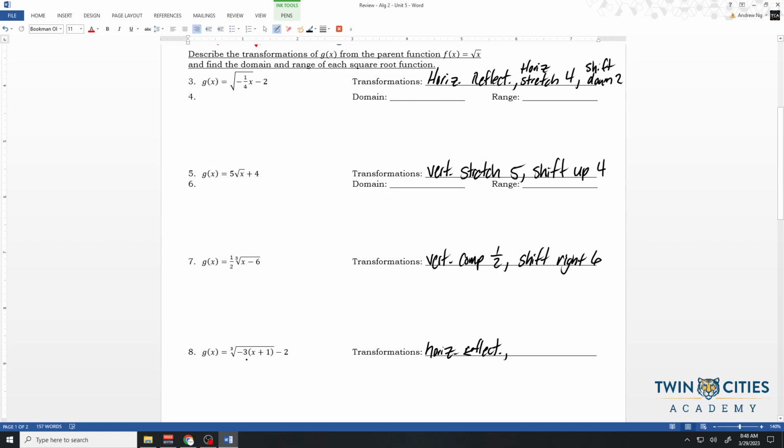All right, next. 3 on the inside as a multiplier. This is going to be a compression, remember opposite, of 1/3. So I've got a horizontal compression of 1/3. Then adding 1 to x tells me opposite, shift left 1.